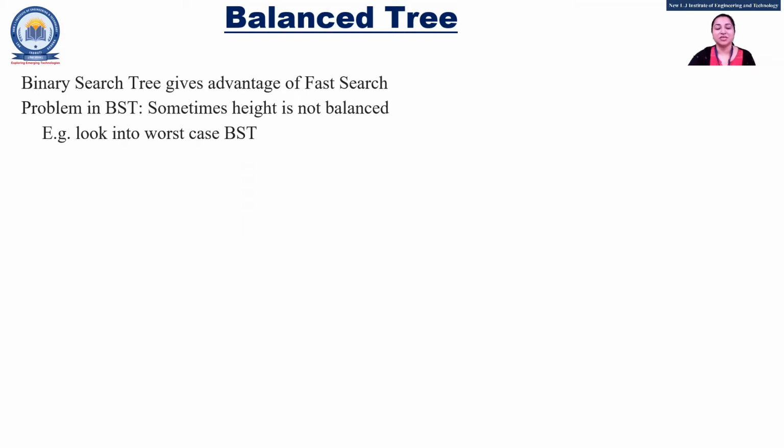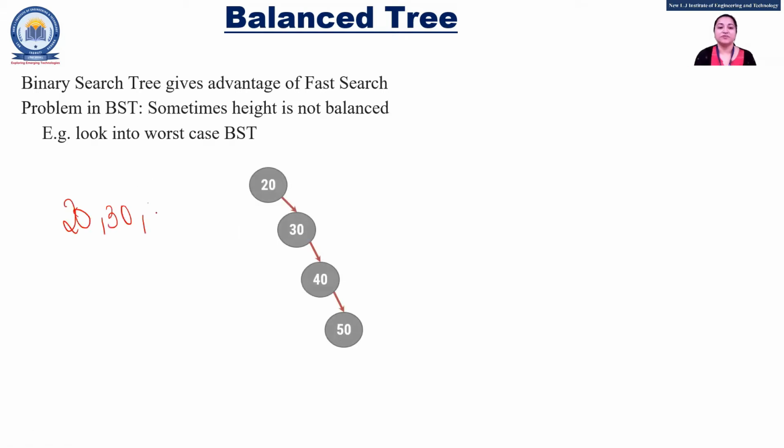And what is that worst case? Whenever we have elements which are already sorted in ascending or descending order, then our tree will look something like this. Okay, so if we want to insert node 20, 30, 40 and 50, we have to insert them one by one. First of all, we'll create node 20, then we will insert 30. As 30 is greater than 20, it will be inserted at right and so on. So this tree will look something like this.